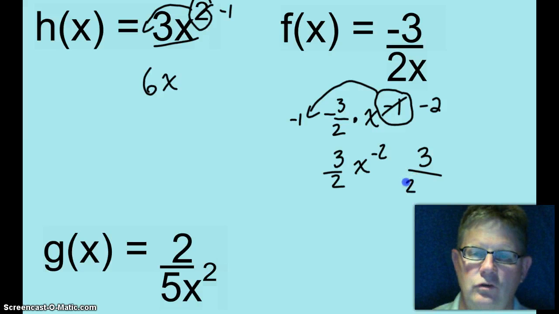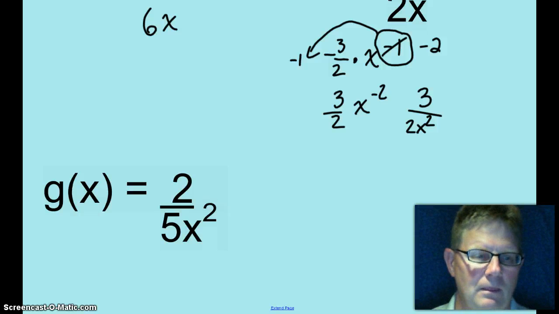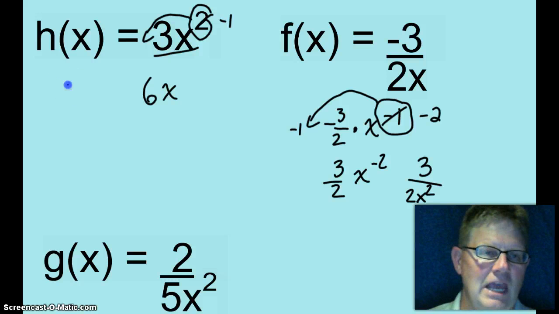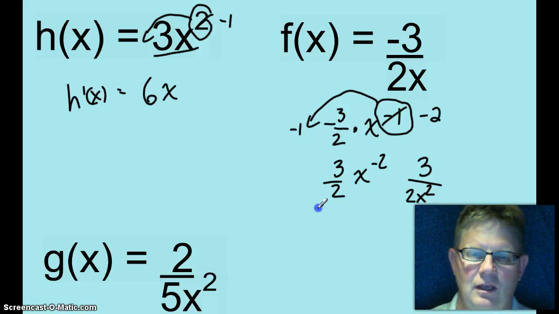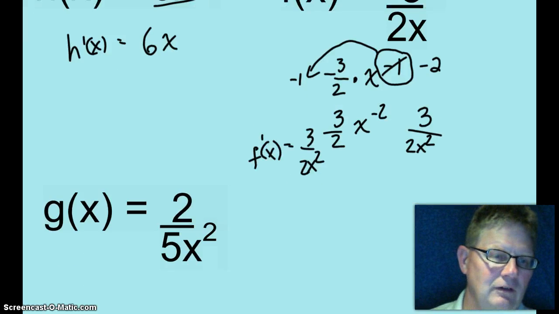3 over 2x squared. Oh boy, that's like magic, isn't it? It really is kind of like magic, isn't it? Okay, how about, wow, I got really lazy here. This is h prime of x equals 6x, and f prime of x is 3 over 2x squared. How about g prime of x here?